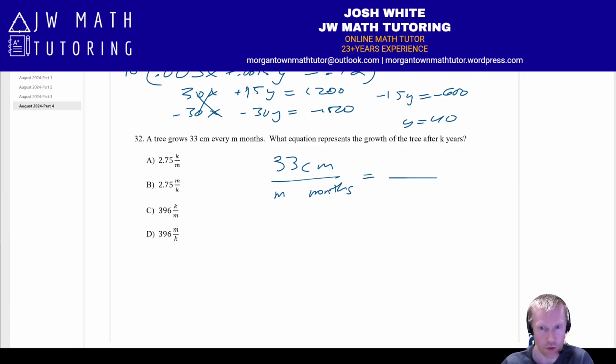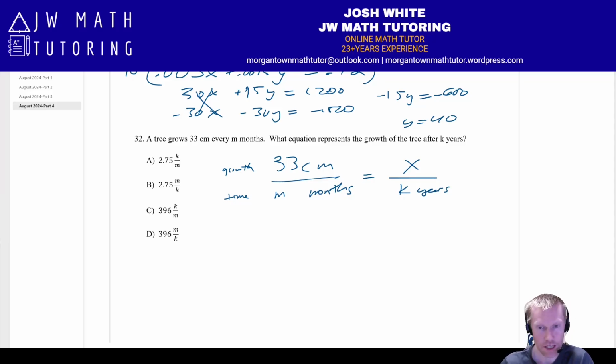Let's say we want to find the growth of the tree. So notice here in my original thing, growth is on top, right? 33 centimeters is growth, and this is basically time. So now if I want to find the growth, I'm just going to call that x, because you want to know the growth of the tree after k years. So down here is where you would put k years.